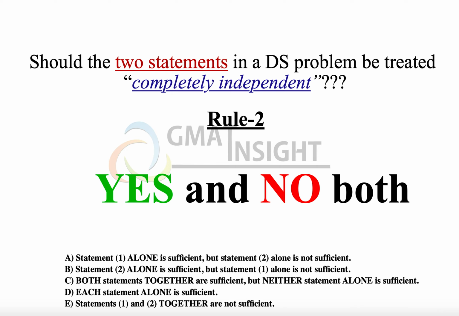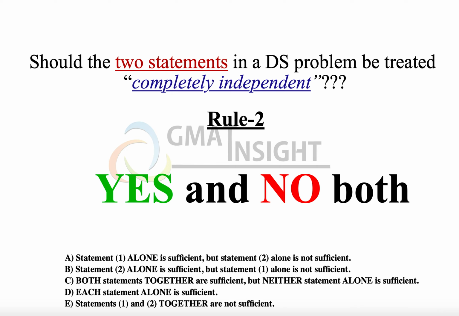Now, the yes is a very simple, straightforward answer, because when we deal with the two statements, every statement must be dealt with independently unless we have already proven that the statements individually are not sufficient. Right. But the more important answer for us to understand is why I said no, and why every statement should not be dealt with completely independently. So we will understand this with the help of a few examples. Let me quickly start.